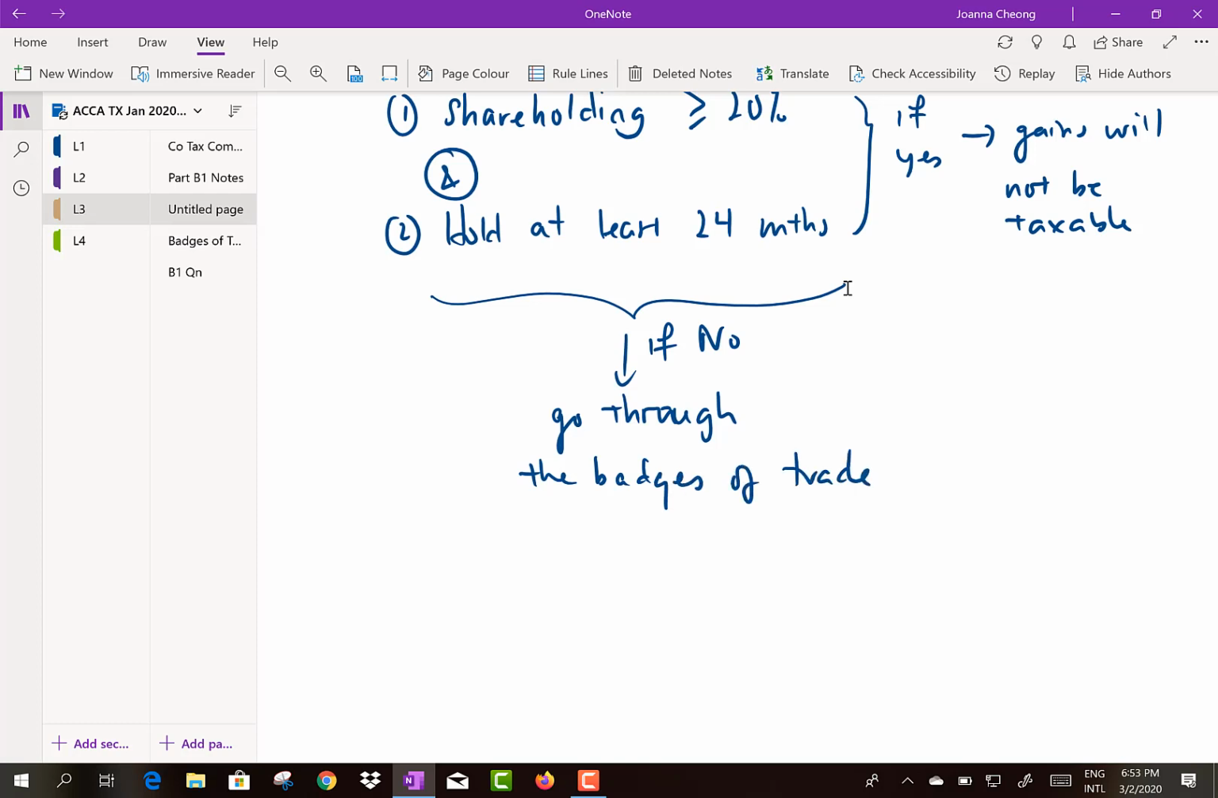So it's not very clear cut that if you fail the test, then it's straight away taxable. If you fail the test, they still give you a leeway out. That is to apply the badges of trade to confirm whether it is taxable or not. Are you with me or not? Remember, this is only on ordinary shares. If you dispose of any other items, you cannot use what we call the non-taxation rule.